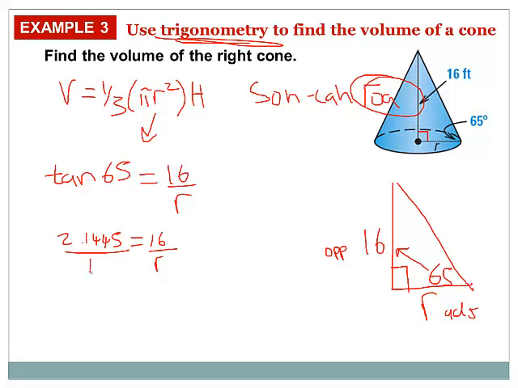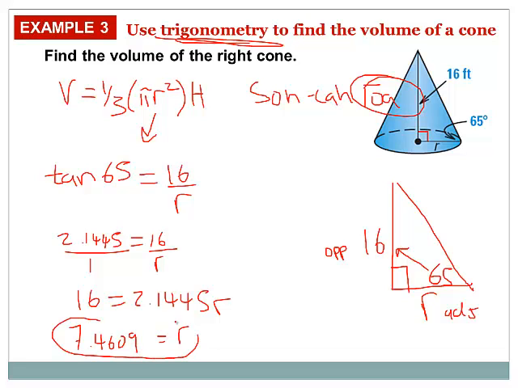So here, you can put it under 1, and you cross multiply. So I'm going to give you 16 equals 2.1445 times r. So I'm going to do 16 divided by 2.1445, which gives you roughly 7.4609. So 4 decimal places is your radius. Okay, so we needed to find the radius.